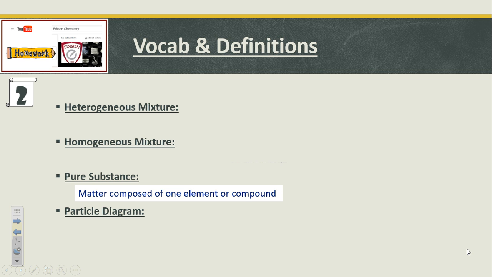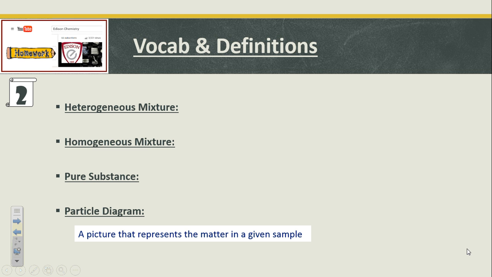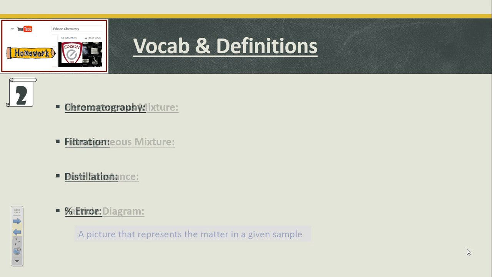When I say pure substance, I'm talking about any type of matter that is composed of one element or a compound. There are some generalizations. Sometimes mixtures are considered pure, but that's not really how we're going to go at it from this level. When I say pure substance, I'm talking about matter made of one element or one compound, no mixture. A particle diagram is a picture that represents the matter in a given sample. They're going to be little boxes with spheres that may be different colors or sizes or shapes in there to show you, in your imagination, that you've got atoms in there.